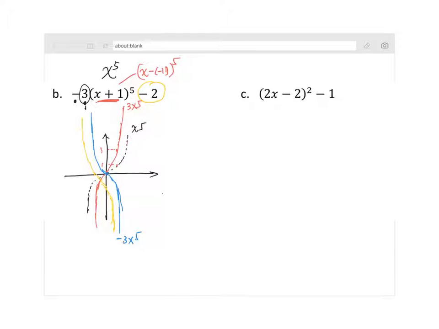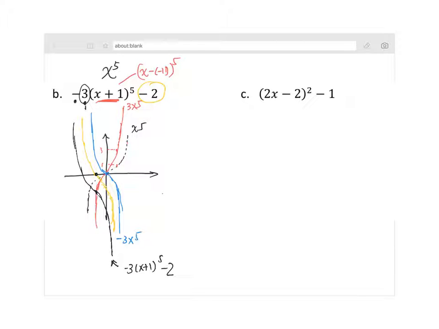That means you're shifting it down 2 units. I'm almost running out of colors, so for the very last one I'll shift the yellow one down 2 units. Okay, so basically this is what it is. So this is the final one, -3 times x plus 1 to the fifth, minus 2. Okay, so that's the first one.